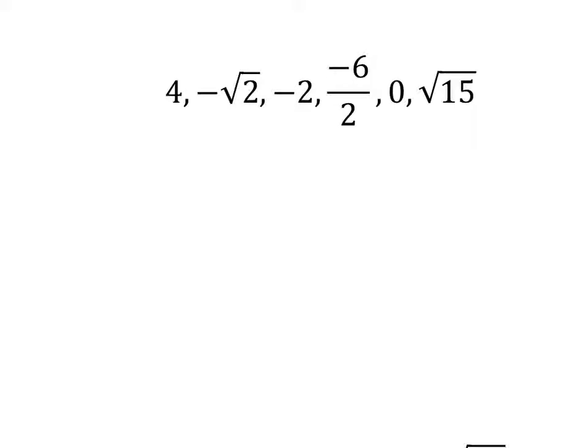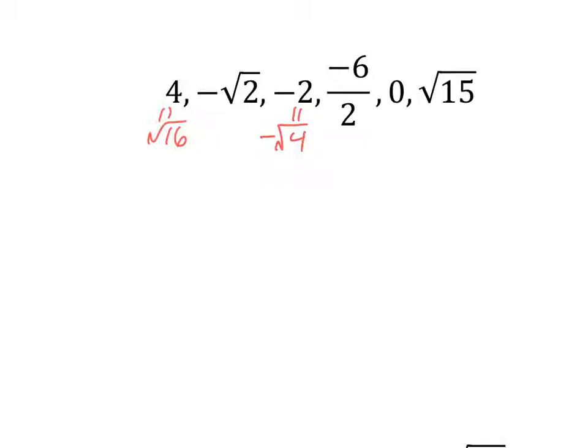Okay, let's look at this next one. All right, this one has some negatives in it. Okay, but we can still rewrite these all as square roots. So 4 we know is equal to the square root of 16. Negative square root of 2 is already in a square root. Now this one's a little tricky. Negative 2, well, we know 2 squared is going to be 4. So it'll be the square root of 4. But we want to make sure that we keep it negative. So we're going to add that negative outside of the square root.